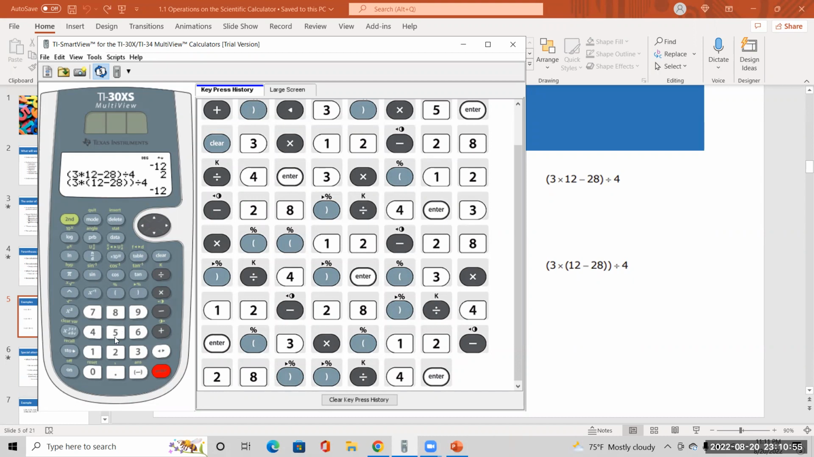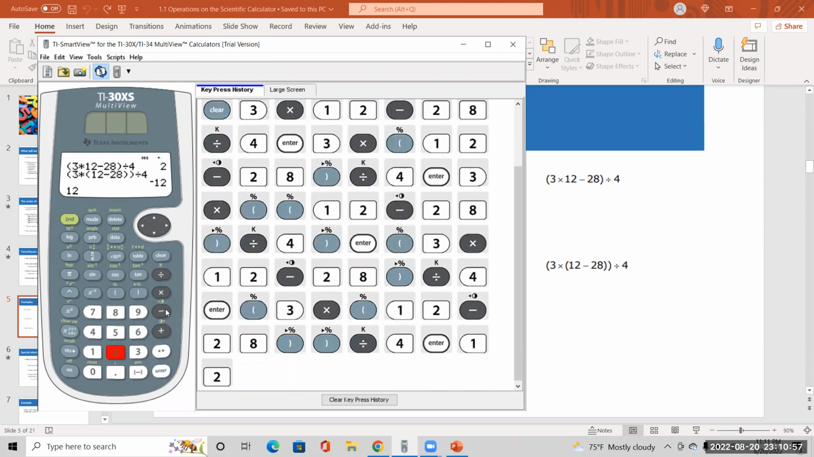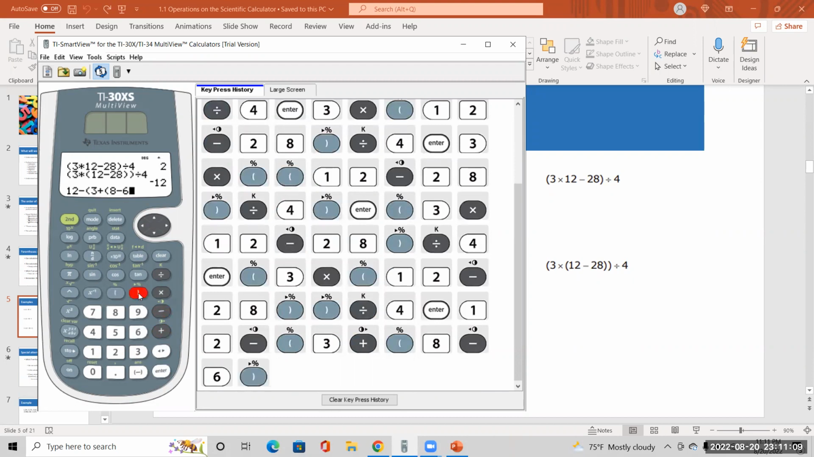Now I do want to show you that if you forget to close, let's say 12 minus 3 plus 8 minus 6, and we just close one parenthesis, we didn't actually close this one. You're gonna kind of confuse it, okay? Always make sure that if you have 2 open parentheses, you have 2 closed parentheses, because it might not be doing exactly what you want it to do. So just be careful with your parentheses.